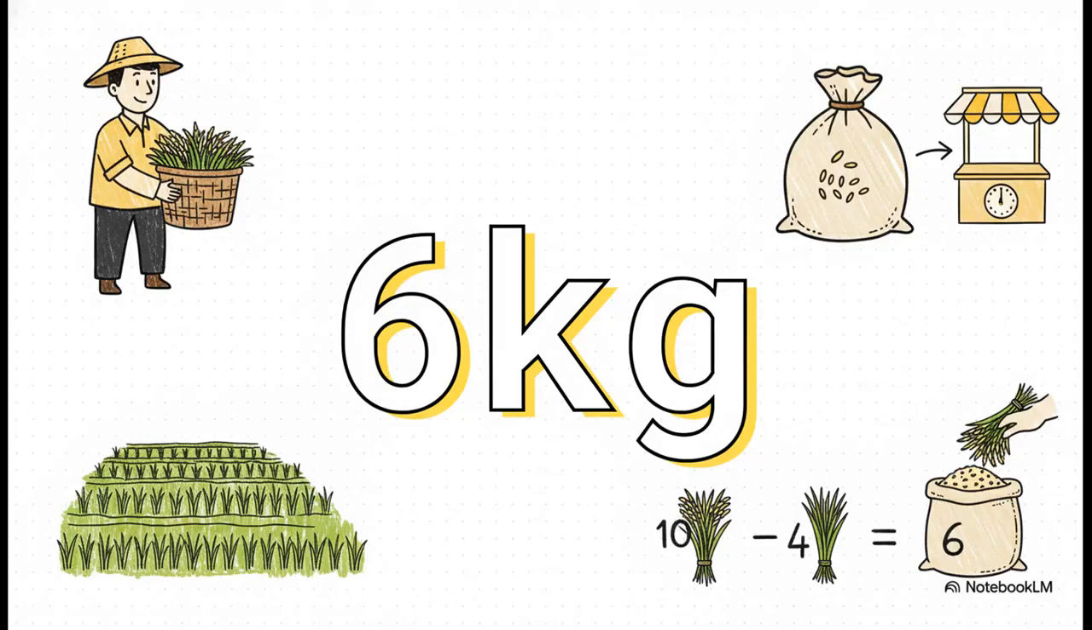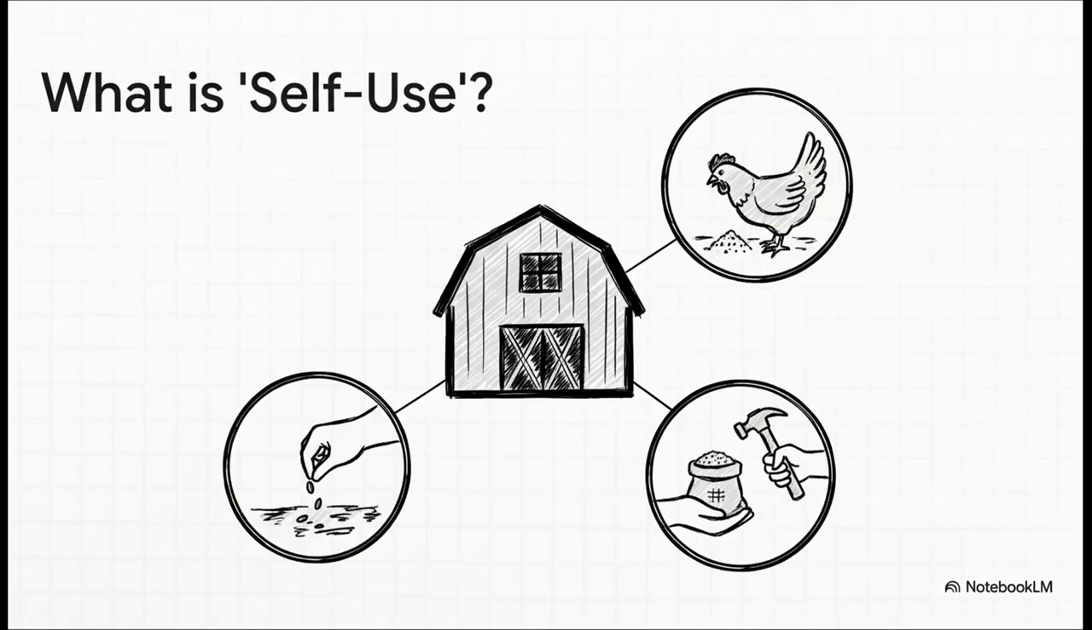So let's jump back to our farmer with the rice. They grew 10 kilos. They decide, okay, I need 4 kilos for my own use. You do the quick math, 10 minus 4, and you get 6 kilograms. That 6 kilos is their marketable surplus. That's the potential supply. But what does self-use actually mean? I mean, what's in that 4 kilos they're keeping? Well, it's not just food for their family. It could be seeds they need to save for the next planting season, or it could be feed for their animals. It could even be used as a kind of payment, trading some of that rice for other goods or services instead of using cash.